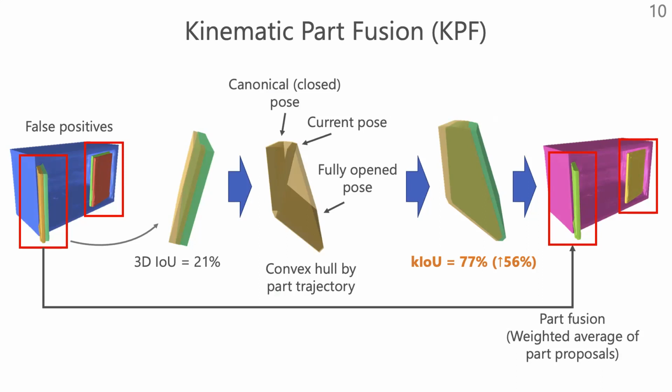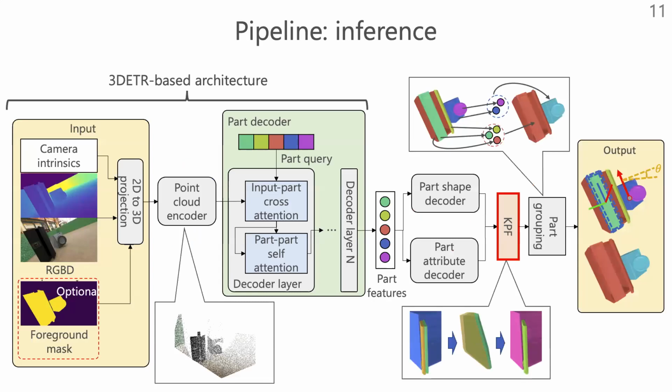To overcome this challenge, we propose a post-processing step called kinematic part fusion, KPF in short. We employ a novel IOU score, termed kinematics-aware IOU, KIOU in short, based on the observation that the redundant part pair exhibits significantly overlapping trajectories. We construct a convex hull for each part using 3 bounding boxes of different part poses. We further propose to fuse the part proposals in terms of all estimated attributes based on KIOU to improve the performance. We employ KPF during inference as shown in the pipeline.